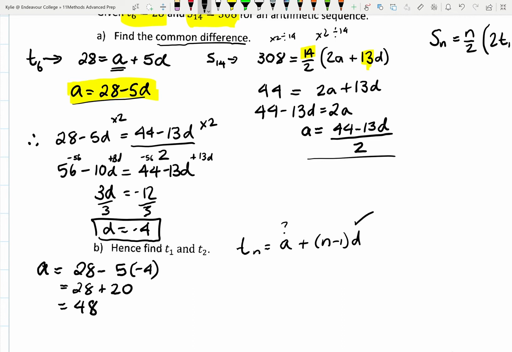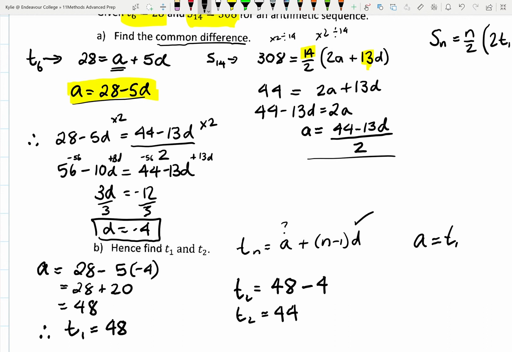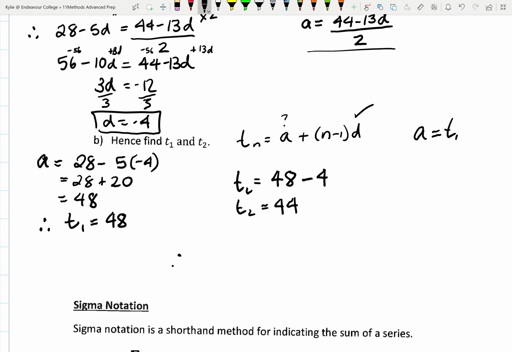So a is actually T1. Remember, a and T1 are used interchangeably, so we can conclude immediately that T1 equals 48. And we know that our common difference is negative 4, so T2 is going to be our first term plus 1 lot of our common difference, which is 1 lot of negative 4. So T2 equals 44. Therefore, T1 equals 48, T2 equals 44.